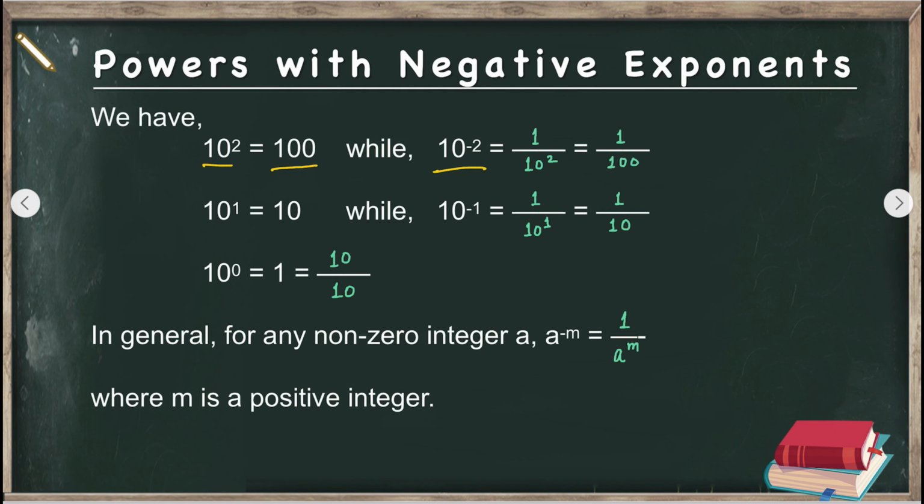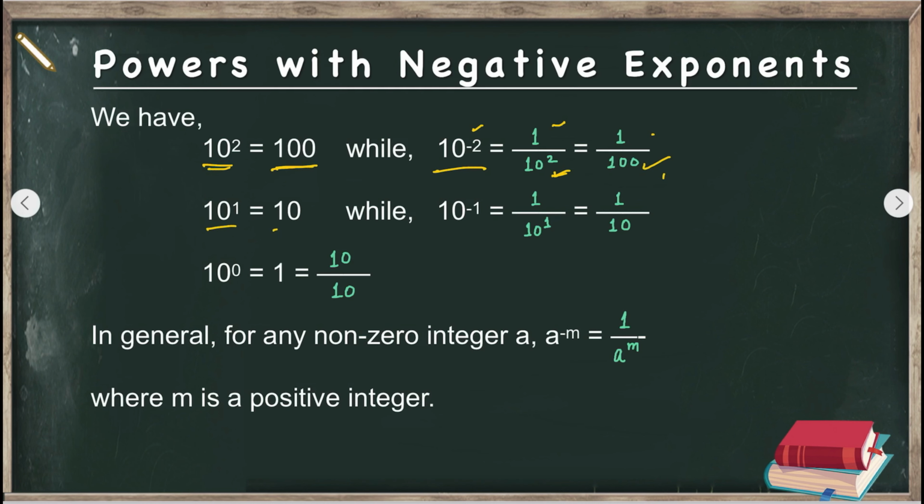But if we have a number like 10 power minus 2, we can write this as 1 by 10 power 2. This minus sign is removed if we shift it to the denominator. So it will be 1 by 10 power 2, and 10 power 2 is equal to 100, so it will be 1 by 100. So 10 power 2 is 100, and 10 power minus 2 is 1 by 100.